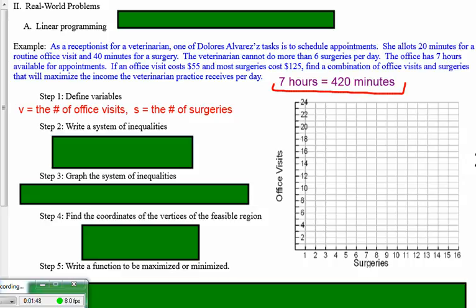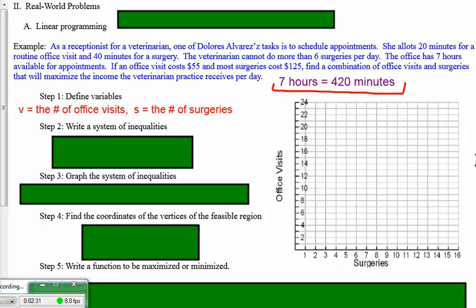V is the number of office visits. So if V was 1, they had 1 person come into the office that day for just a quick checkup. So they made $55 off of that because the office visits are $55. We also know that that spent 20 minutes of the vet's time because each visit was 20 minutes. S is going to be the number of surgeries then. So again, for every S that we have, we're going to get $125 because each of those is a surgery. And again, each S is going to take 40 minutes as well. That's another thing to keep in mind. But those are just the variables that we have, V and S.